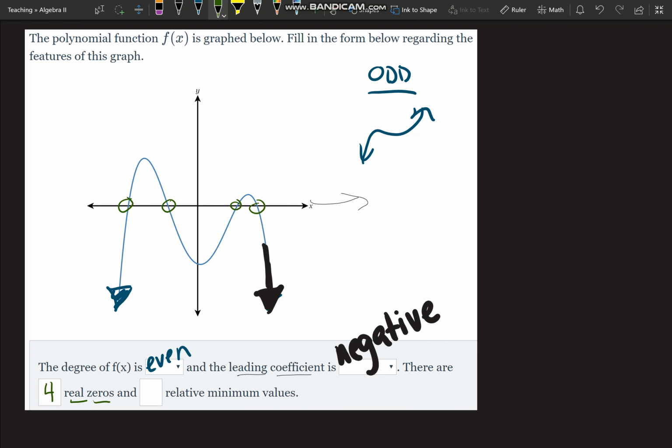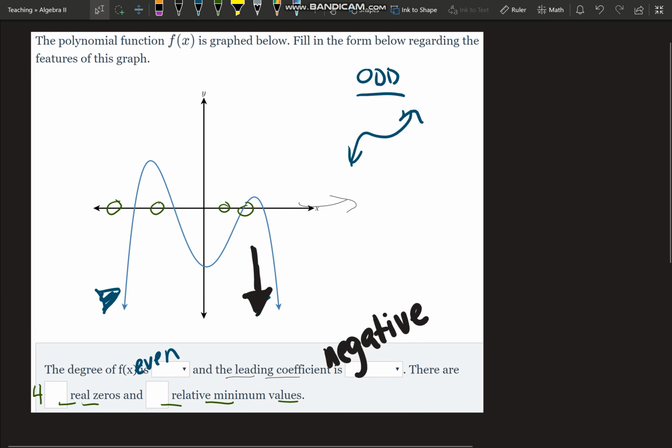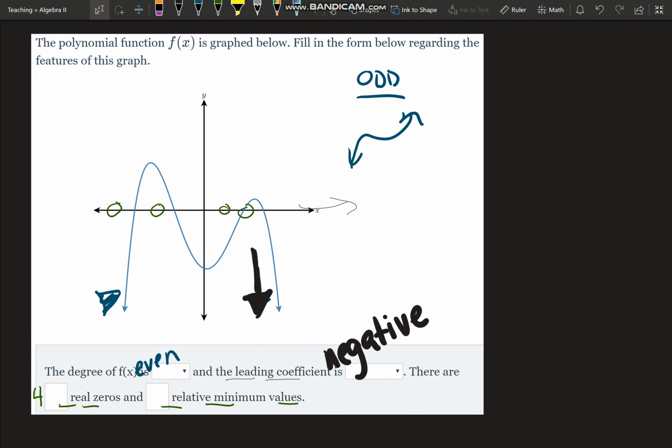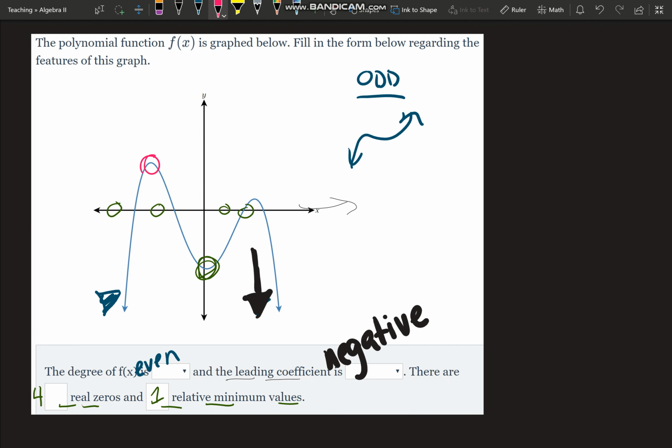And then it asks about relative minimum values. Remember, those are valleys. For those, oh, my picture moved. Anyway, those are valleys. So there's only one in this case. It could also ask about maximum values. If it asks about maximum values, that would be these. There are 2 maximum values, relative maximum values.